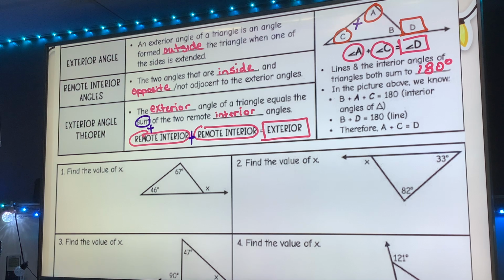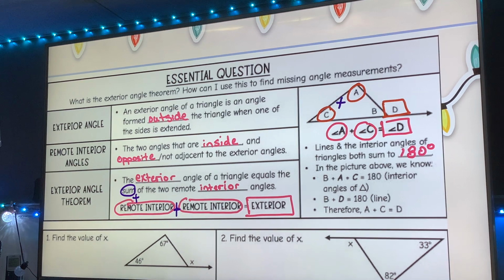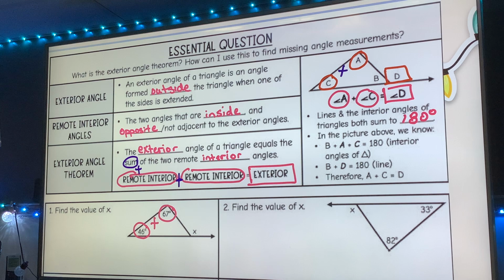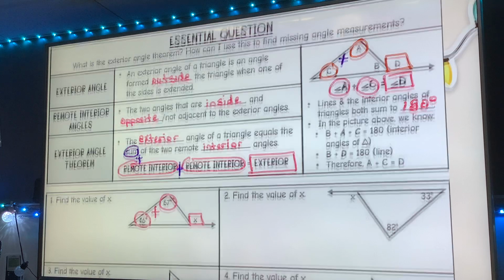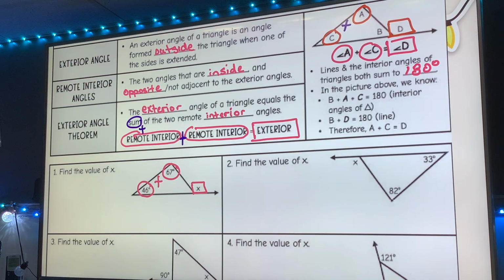You could actually take your hand and cover the exterior. What is across from it is your opposite or your two interior angles. So we are going to circle those. If it helps you to cover that exterior angle, do it so you know what to circle. So we're going to circle our two interior angles, and we are going to box, square, rectangle, whatever you want to call it, our exterior.